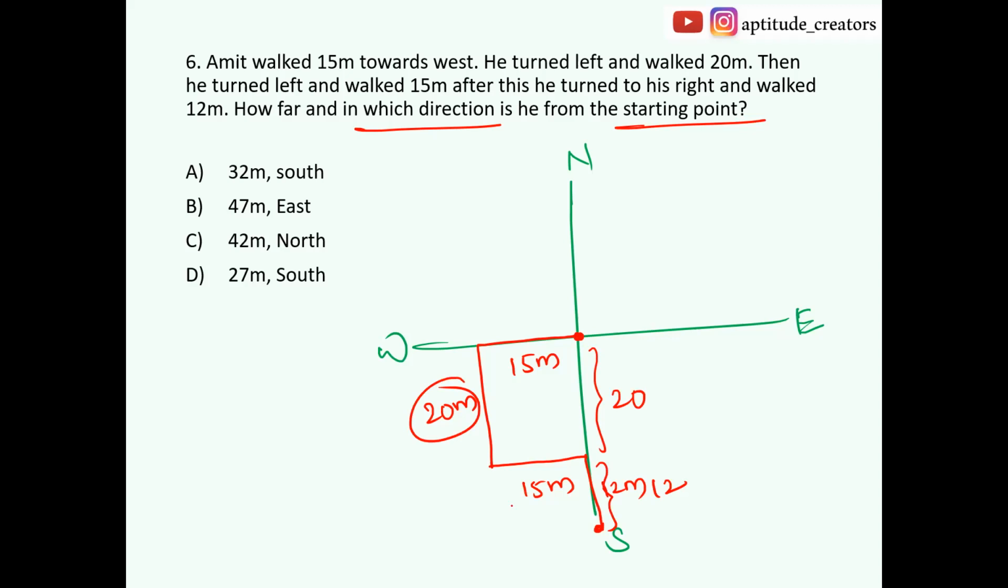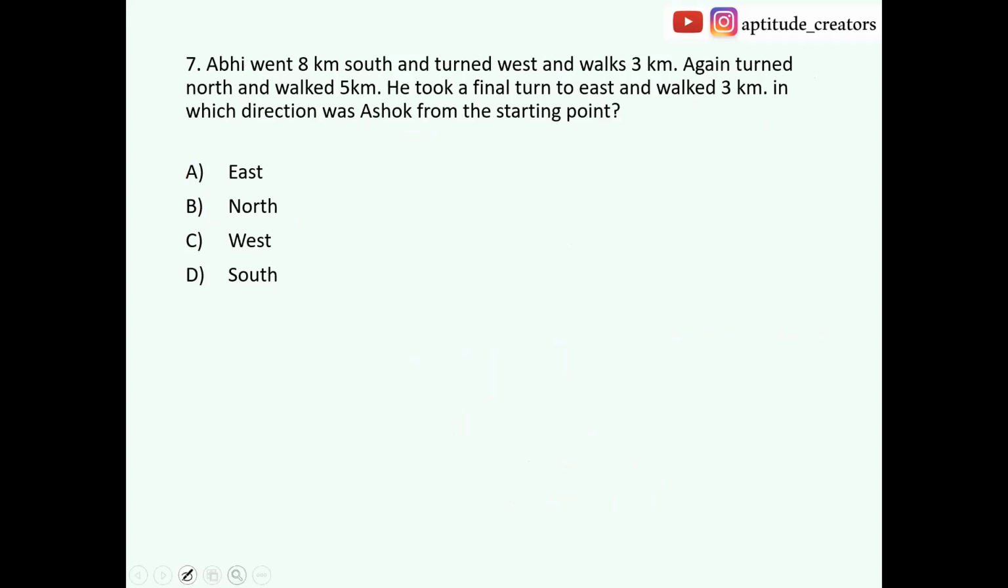Here 20 meters are there, correct? Yes, 20 plus 12 gives the result as 32. In which direction? South direction. The answer is option A, 32 meters, south direction. Moving forward to next. Abhi went 8 kilometers towards the south direction.